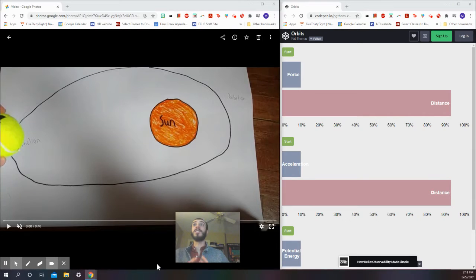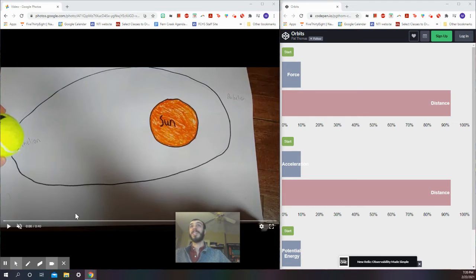So I want to take a minute here to discuss the relationship between gravity and orbits. What we have going on here is this simulation, very high tech: a tennis ball representing a planet and this beautiful sun drawn by my expert artist self here. And we're going to show an orbit. It's this elliptical orbit. No, it is not a circle. We're going around in this ellipse shape.